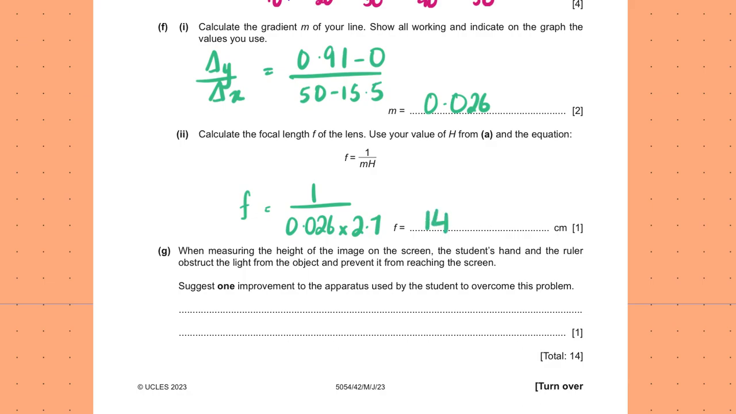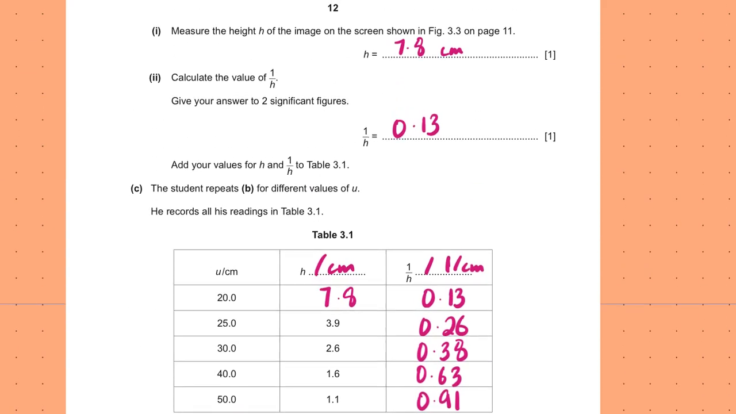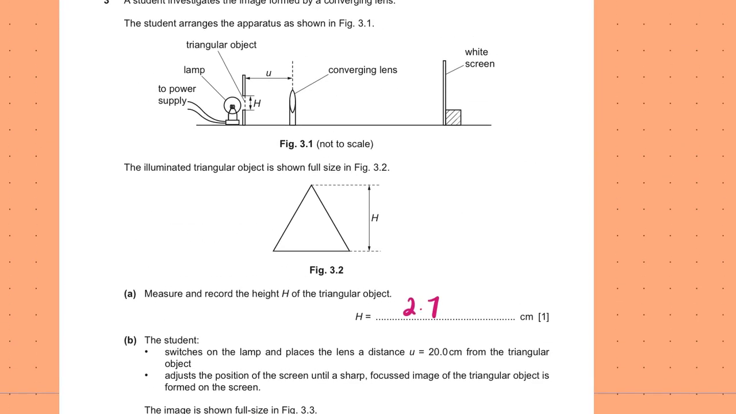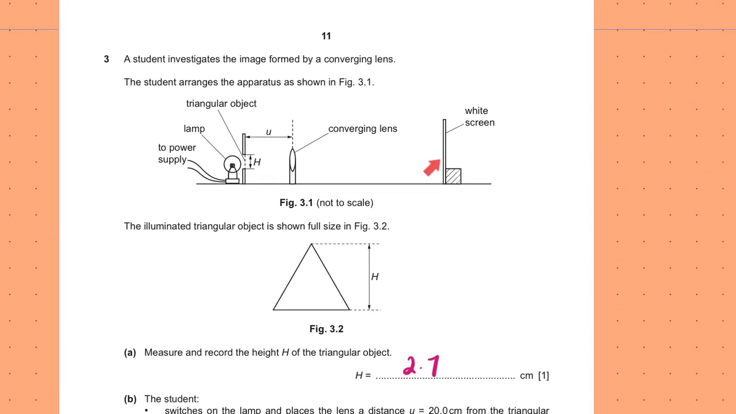When measuring the height of the image on the screen, the student's hand and the ruler obstruct the light from the object and prevent it from reaching the screen. Suggest one improvement to the apparatus used by the student to overcome this problem. All right. So the measurement of this height, this was a problem, right? Because there's the light which is also coming in. So you can clamp a ruler to the side and then you can read off here, right? So this is an easy one.